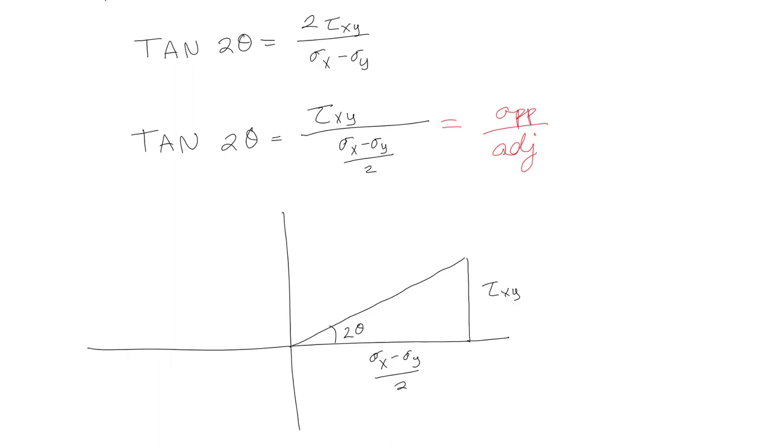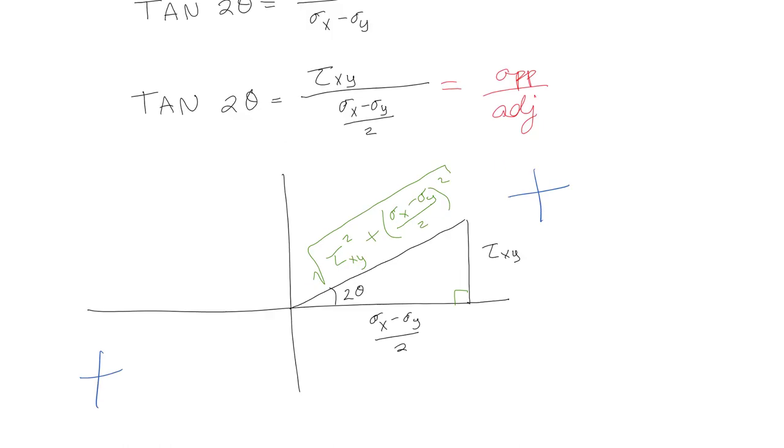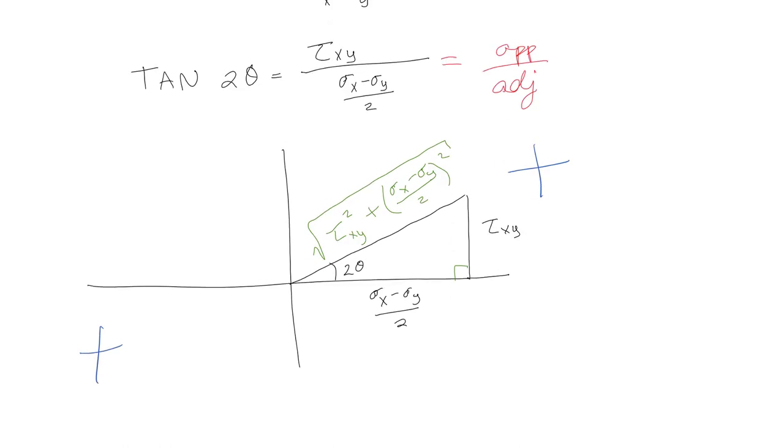That means the hypotenuse is the square root of the sum of the squares. So the hypotenuse is the square root of tau xy squared plus sigma x minus sigma y over 2, squared. So you've got this triangle. However, remember that tangent is positive in both this quadrant and this quadrant, so you actually have the same thing on the other side.